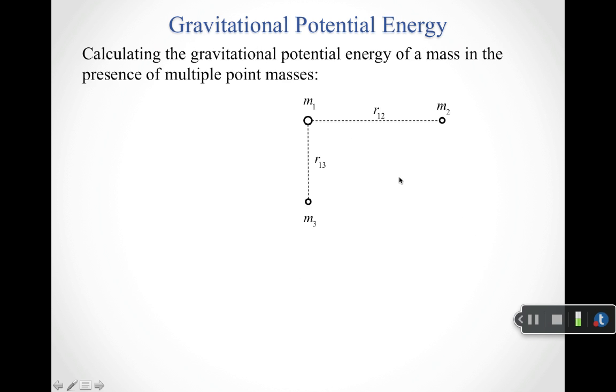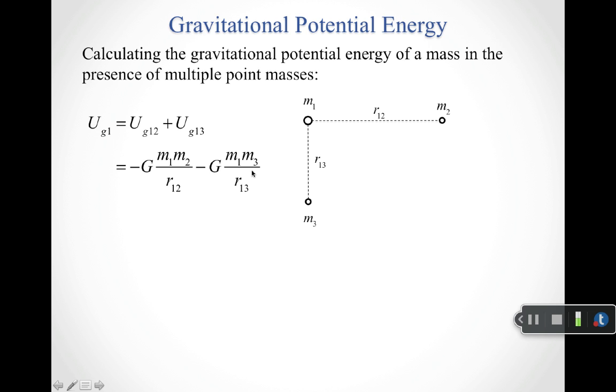All right, so how are we going to use this in problems? Well, to calculate the gravitational potential energy of a mass in the presence of multiple point masses. So if I'm interested in the gravitational potential energy for mass 1, let's say, what I need to notice is there's going to be an interaction with mass 2, there's going to be an interaction with mass 3, and so I just need to keep track of each pair. So I need to keep track of the gravitational potential energy between 1 and 2 and between 1 and 3 if I want to get the total gravitational potential energy for mass 1. And so that just means I've got two terms here.